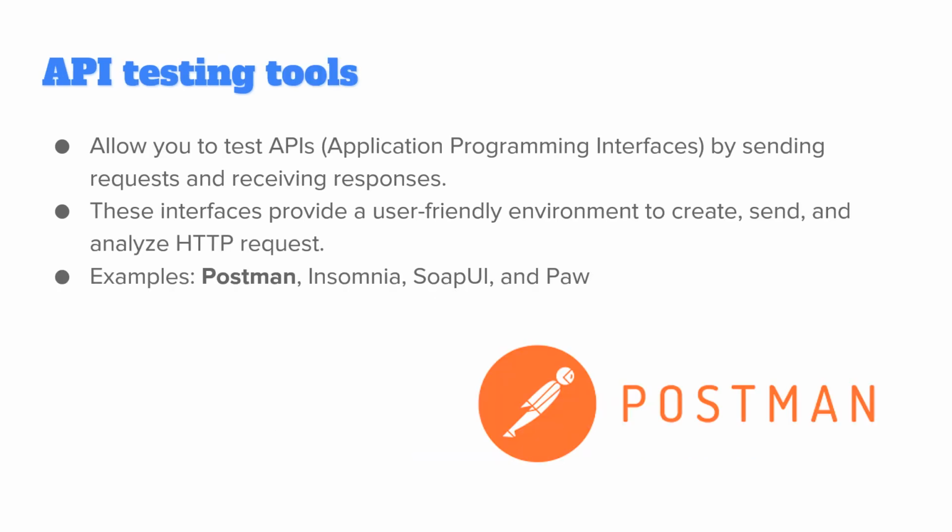Finally, we are talking about API testing tools. These testing tools allow us to test the APIs by sending different types of requests, that means PUT, GET, POST or DELETE requests, and receive the responses. These interfaces provide a user-friendly environment to create, send and analyze HTTP requests. The most popular example is Postman, and then we have Insomnia, SOAP UI and PO. And also there are different new API testing tools nowadays. So that's all about APIs.